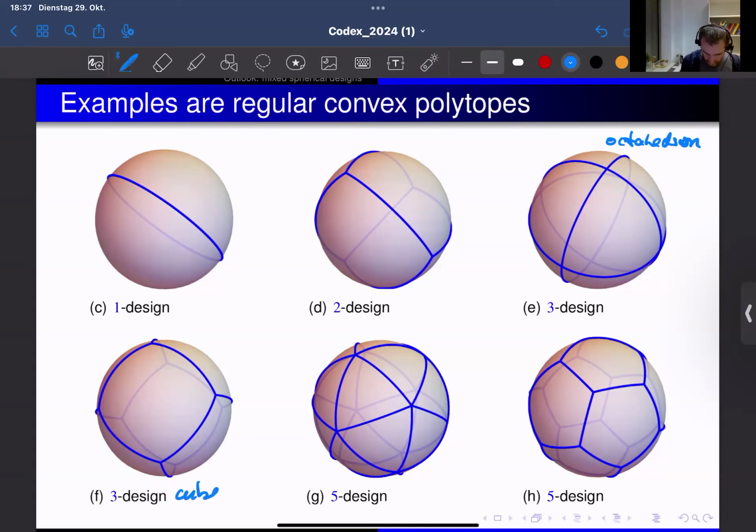This here is the cube, the icosahedron, and this is the dodecahedron. So these are all the regular convex polytopes in R3, and they are in fact edge-transitive. So the vertices of these objects here are T-designs with the given strength here, and also it turns out the edges as well.